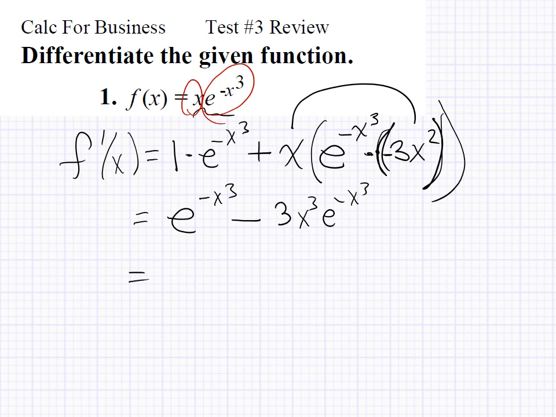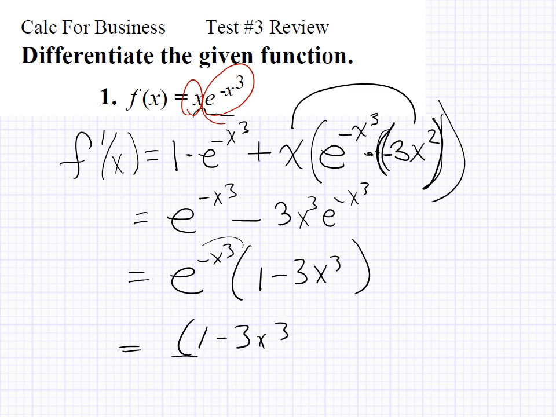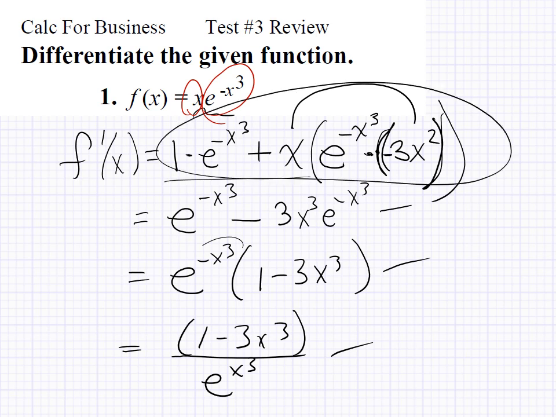I could see that they both have an e to the negative x cubed in them. I could factor that out: 1 minus 3x cubed. If you want, this has a negative exponent. If you want to write it so it doesn't, we could also write it as 1 minus 3x cubed over e to the positive x cubed. Any one of these would be acceptable answers on the test. I really don't care which one you would give me, but this is not the final answer. So 1, 2, or 3, either one of those would be fine.